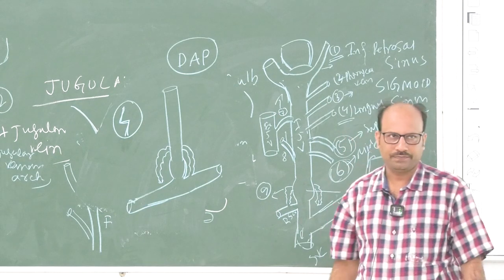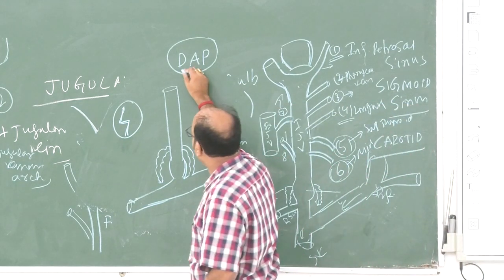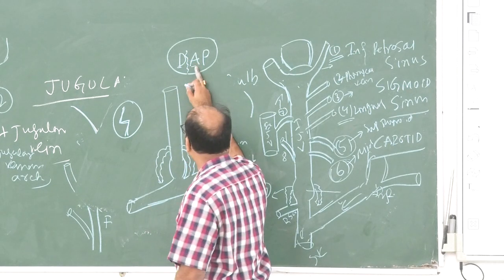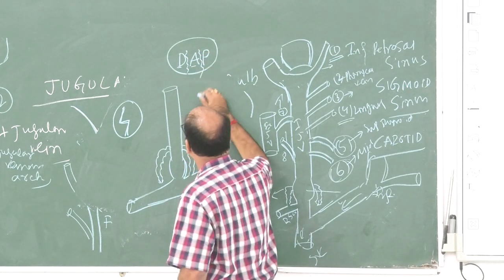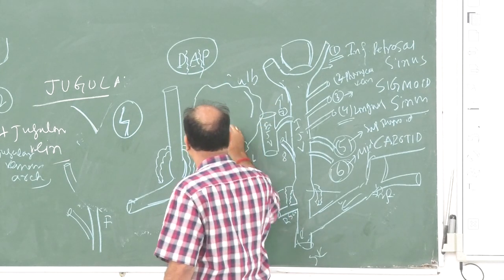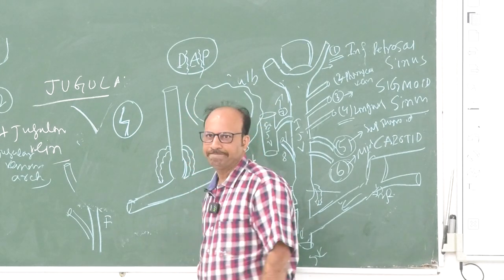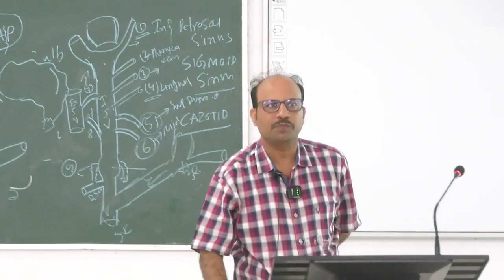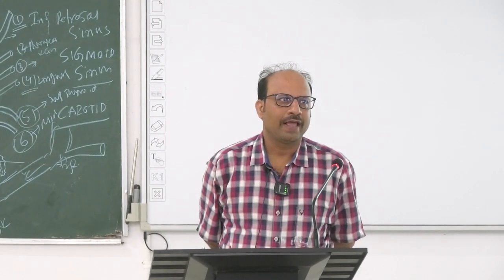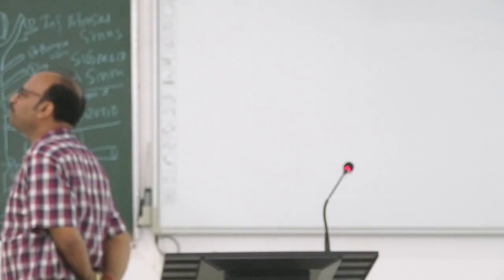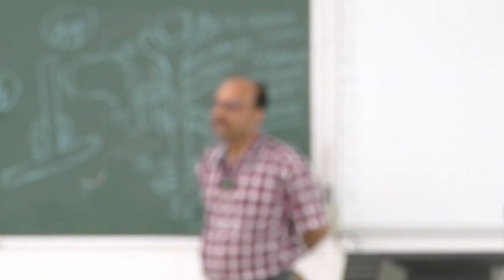Arachnoid, pia. In between the dura and arachnoid there is a space. In between the arachnoid and pia there is a space. In between the pia and the brain surface, is there any space? Tell me yes or no. No space. There is no subpial space.